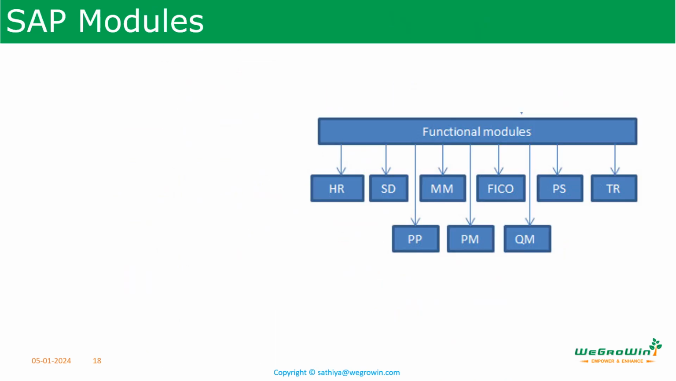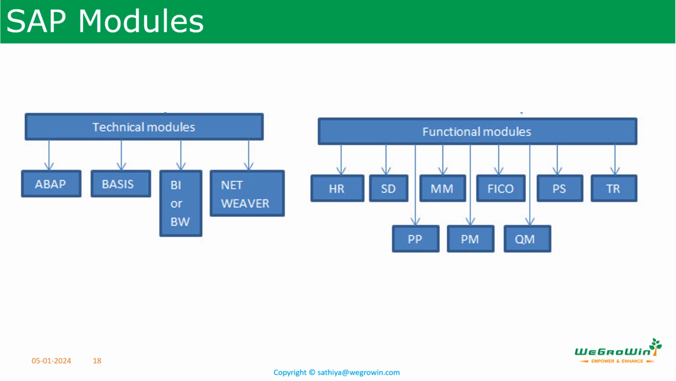S4 HANA contains various functional modules like finance, manufacturing, sales and marketing, supply chain, professional services, asset management, product life management, sourcing, procurement, human resources. Apart from this, there are technical modules like technical ABAP, basis, and also business intelligence. Now they are linked to the Fiori developments. These also include system installation, customization, and integration activities.